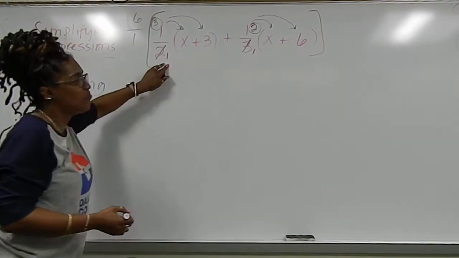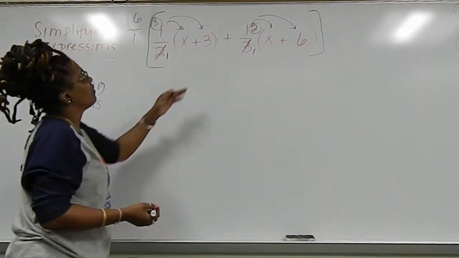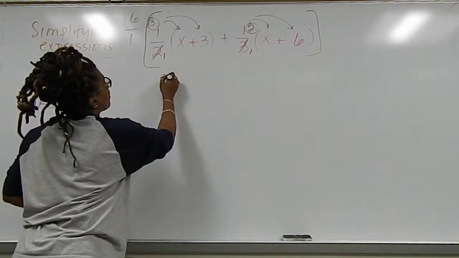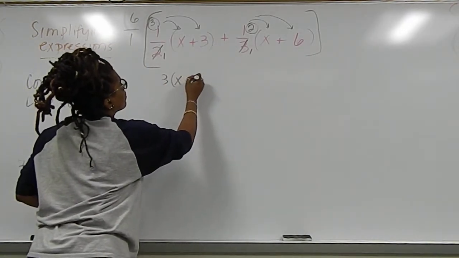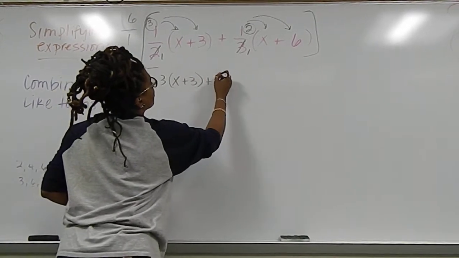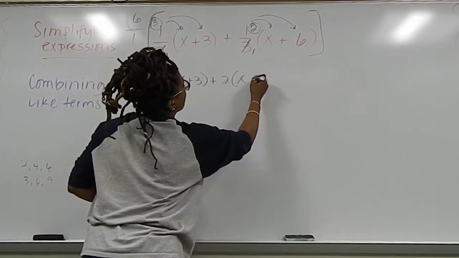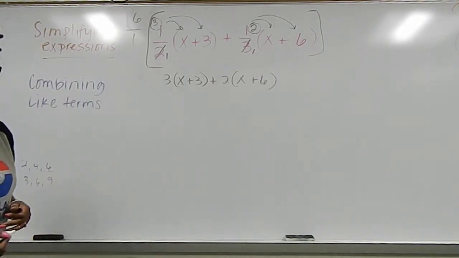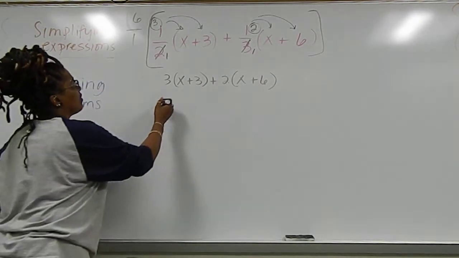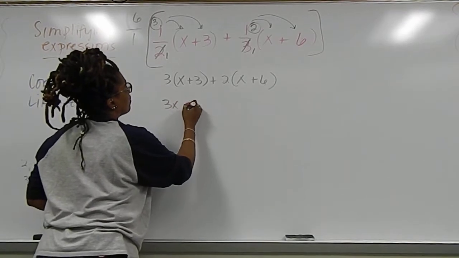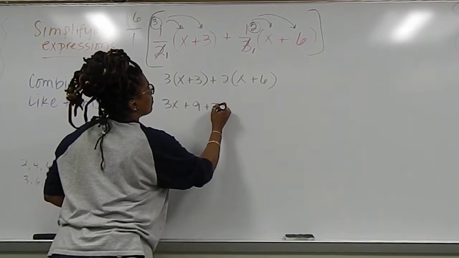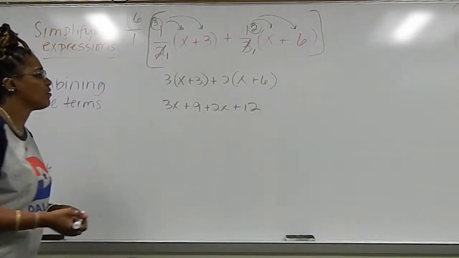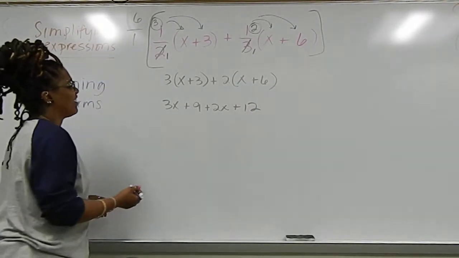3 over 1 is the whole number 3, right? And 2 over 1 is the whole number 2. So now we have 3 times x plus 3 plus 2 times x plus 6. Okay? Giving us 3x plus 9 plus 2x plus 12. Do you recognize these values?